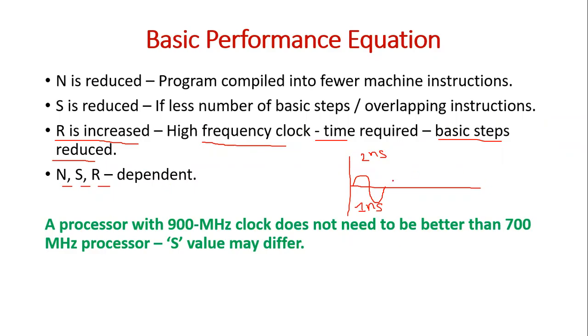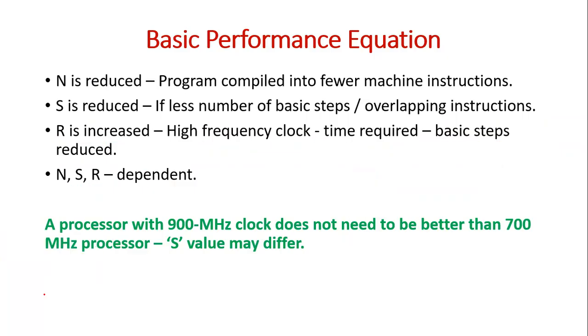Normally, when vendors sell a processor, they sell it using the clock frequency. They always say this processor works at this clock frequency: it works at 1 gigahertz, 3 gigahertz, 5 gigahertz, like that. By saying that, they mean that it performs better.